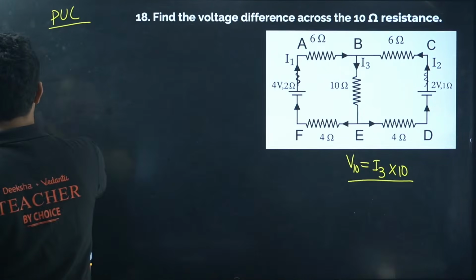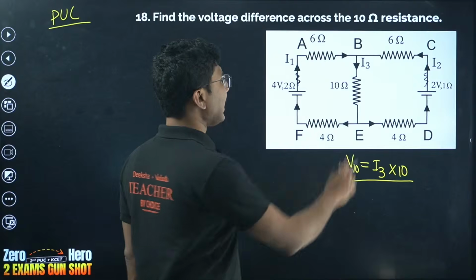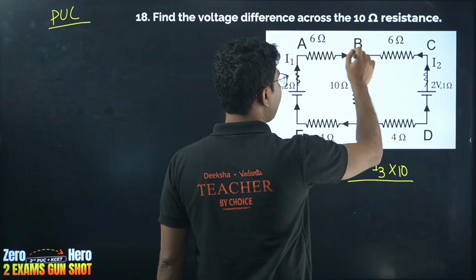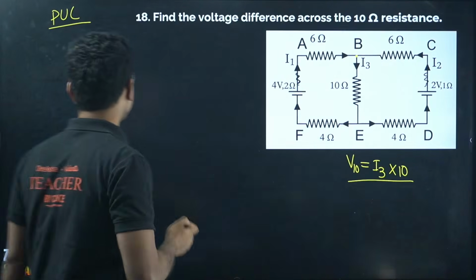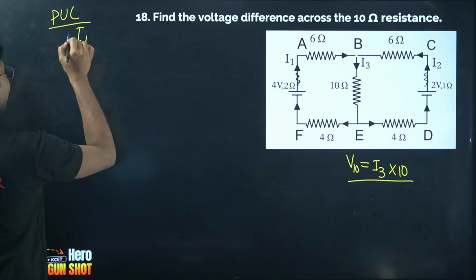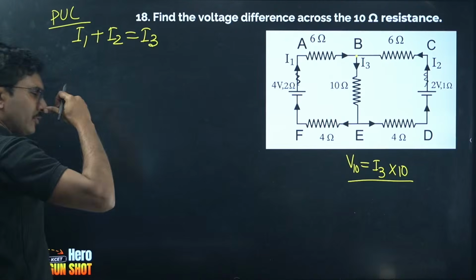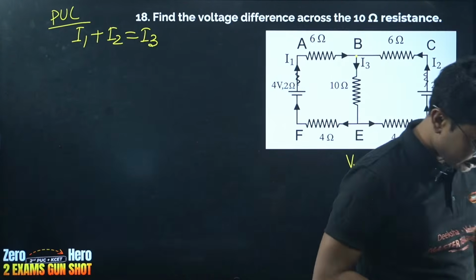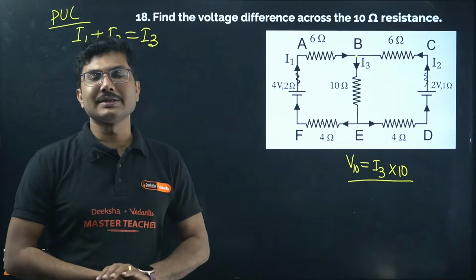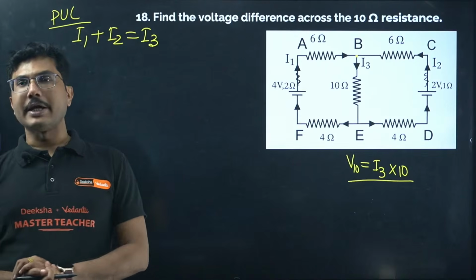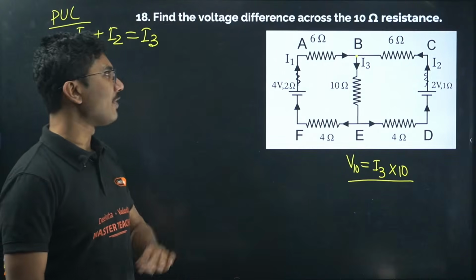Okay, now there is a long way, there is a shortcut way. So if you see at this point B, I1 current is going in this way, I2 current is also going in this way. So from here we can say that I1 plus I2 equals I3. So whenever you are solving a circuit theory based question, yes, option D, yes. So whenever you are solving a circuit theory based question, first step is to apply Kirchhoff's current law or Kirchhoff's junction rule, okay, and simplify the current.